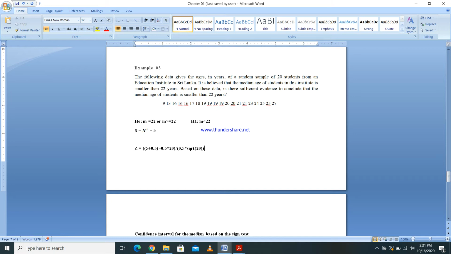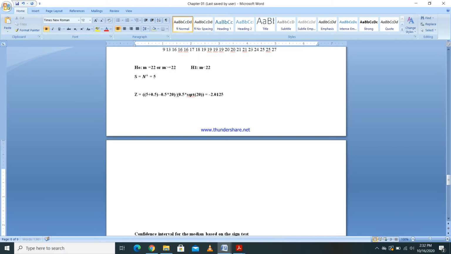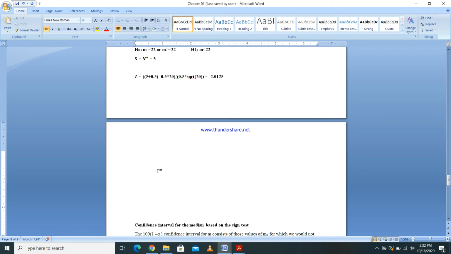Right? So if you just simplify this, you will get minus 2.0125. So this is our test statistic, right? Now this is coming from a standard normal distribution. When it comes to the standard normal distribution, we know how to find the cutoff points in order to test whether we can reject or accept the null hypothesis.